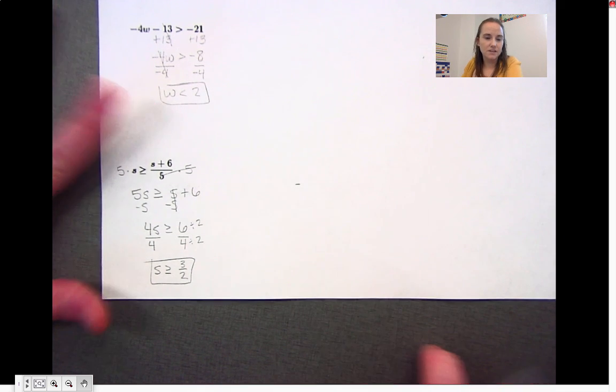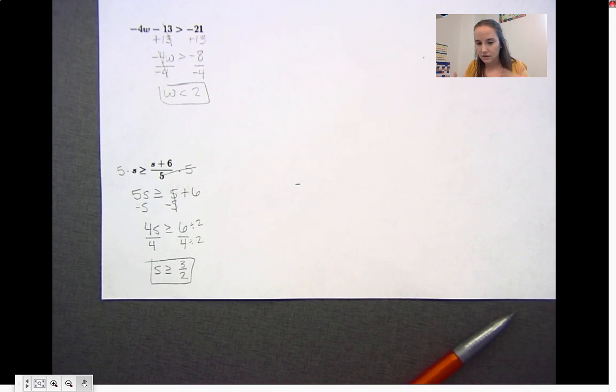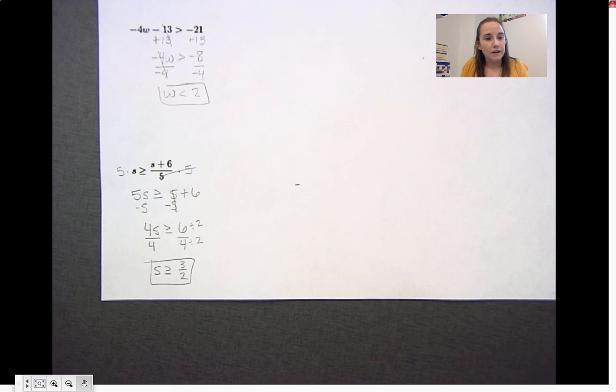And that's all. That's how you solve inequalities. Again, it's the same way that you solve equations. It's just now we have a different symbol. Don't forget, if you multiply or divide by a negative number, you must flip the symbol.